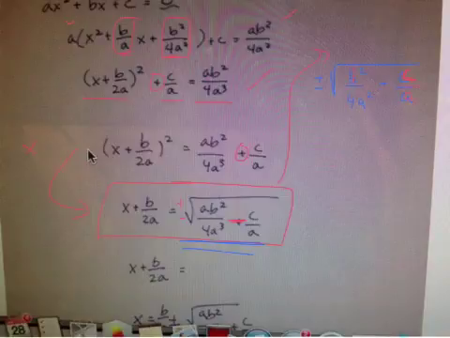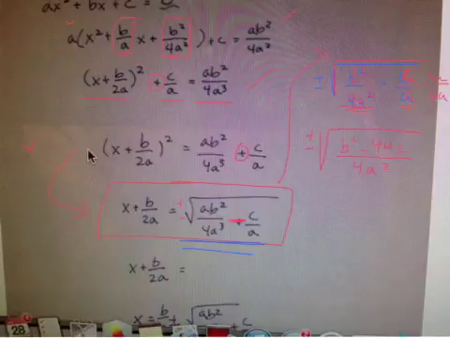And at this point, what we need to do is get a common denominator. So what you'll see is that the left-hand term is 4a squared, the right-hand term is a. So if we multiply the right-hand term by 4a over 4a, that's going to get me a common denominator. So then we get plus or minus the square root of b squared minus 4ac, and that entire thing is over 4a squared.